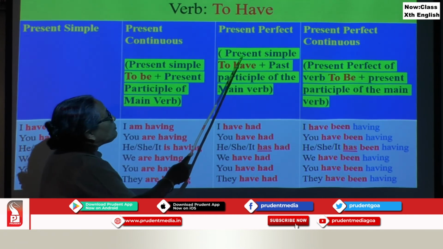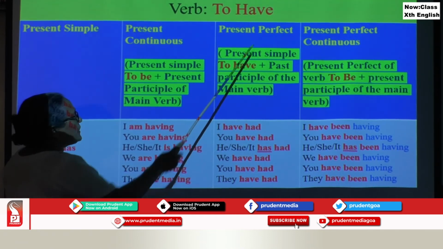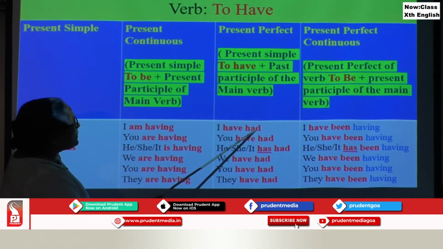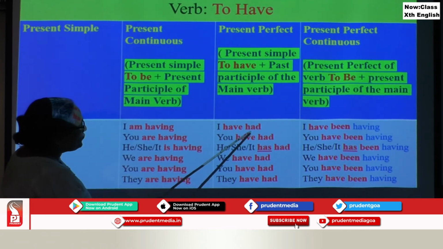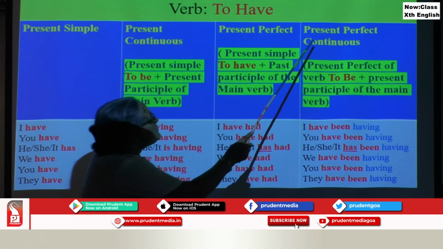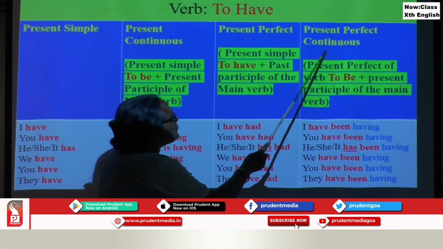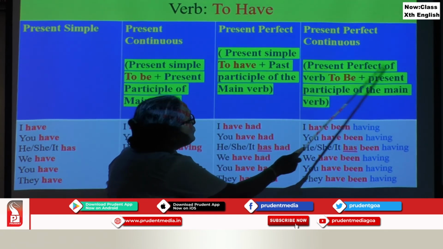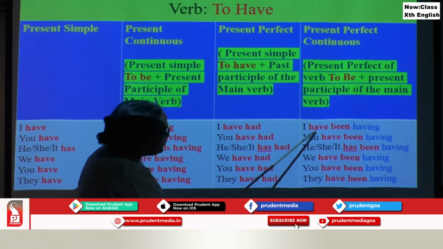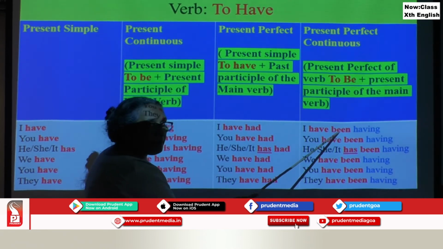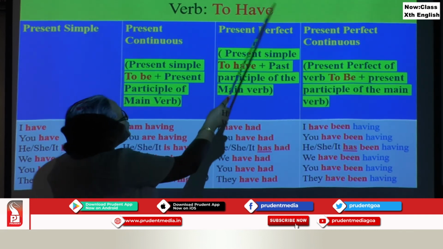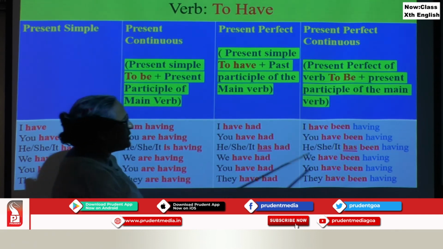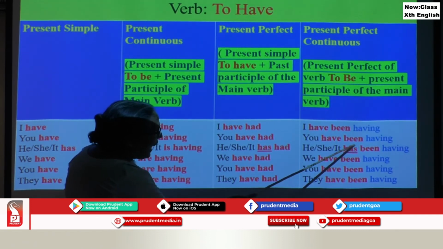Present perfect, present simple of the verb to have. The word perfect tells you that you must use verb to have plus the past participle. I have, past participle of have is had. And now that we are learning present perfect continuous, please concentrate here. You use present perfect of the verb to be. Present perfect of the verb to be is I have been plus present participle of the main verb. Main verb is have, so it is have. I have been having, you have been having, she, it has been having.